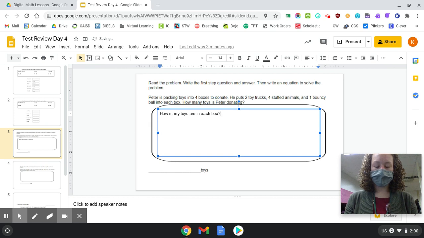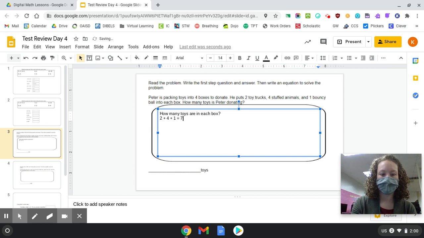And let's solve it. 2 toy trucks plus 4 stuffed animals plus 1 bouncy ball equals 2 plus 4 is 6 plus 1 more is 7. 7 toys. Now I need to solve the rest of the step 2. So I'm going to come down. I'm going to enter again. 7 toys in each box.